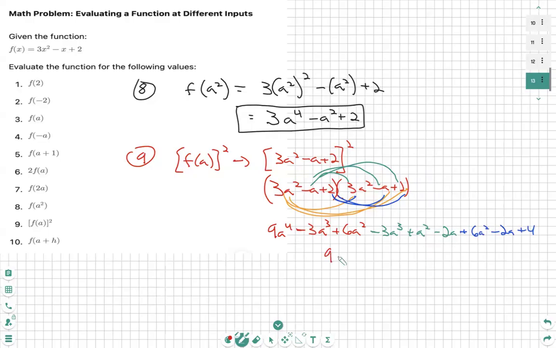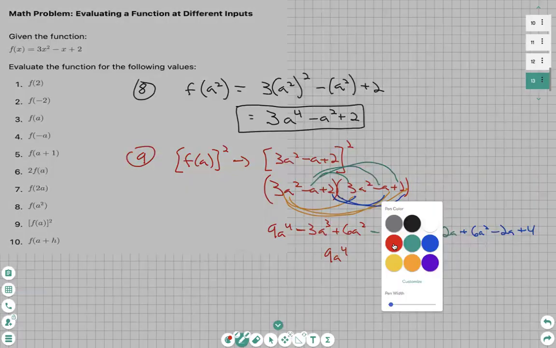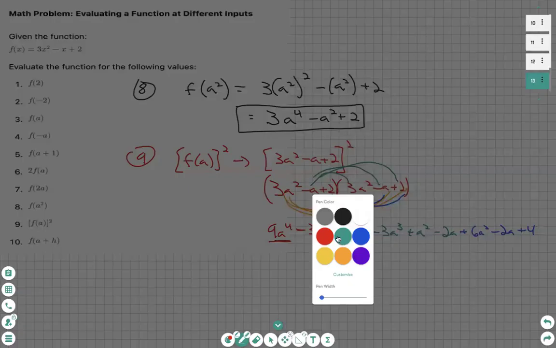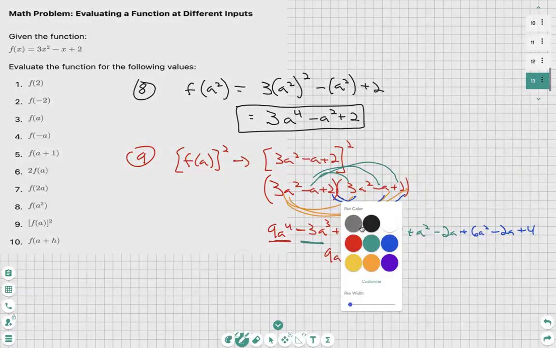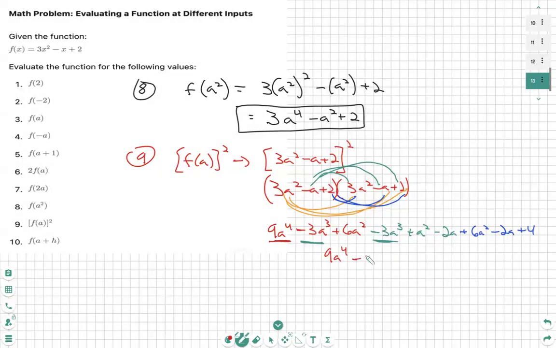So I only see 1a to the fourth here. So 9a to the fourth. We're going to combine our cubes. So there's our a to the fourth. Here we have a cubed. Here we have an a cubed. So that's going to become negative 6a cubed.